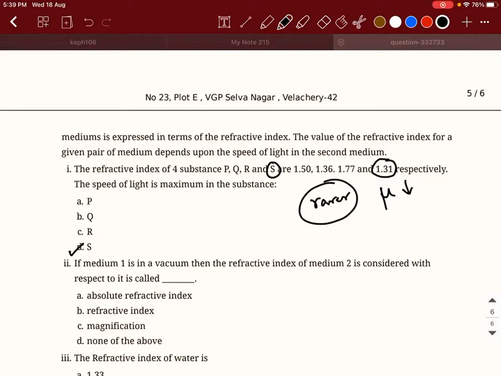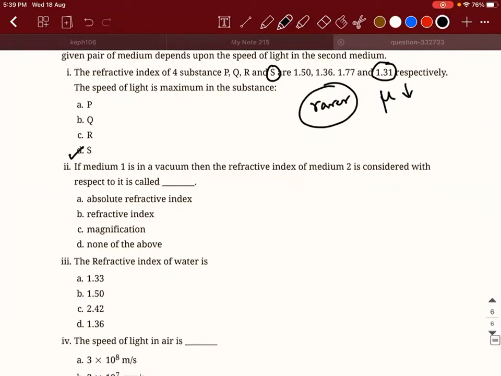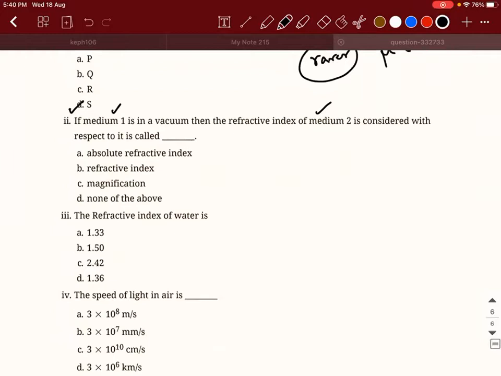Are you able to understand? So these kind of questions are what are going to come. So ensure you guys are clear with this. If medium 1 is vacuum, then the refractive index of medium 2 considered with respect to vacuum is called as? What did I say? Perfect. Absolute refractive index. Absolute means something calculated with respect to a known quantity.